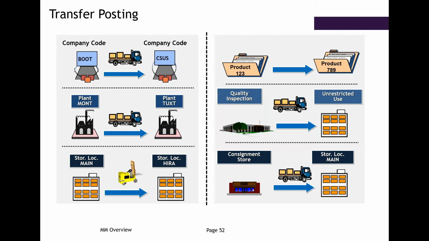Transfer posting again has different types. If the company has different company codes, you can transfer between different company codes. You can also transfer between two different plants under the same company code. Or, if the material stock is lying in blocked stock and you want to transfer it to unrestricted stock, you can transfer from blocked to unrestricted, and vice versa, from unrestricted to blocked also.